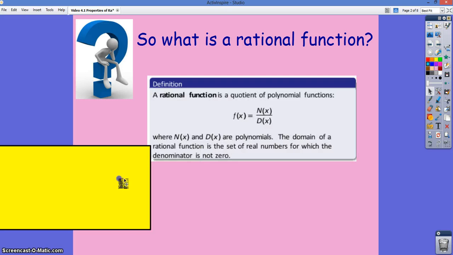So what exactly is a rational function? Well, hopefully you recall from Algebra 2 that a rational function is a quotient of polynomial functions. So anytime we take two polynomials, say n of x and d of x, and we divide them, there's a ratio of them, that is a rational function. Of course, the domain of a rational function is the set of real numbers for which the denominator is not 0, because otherwise our function would be undefined. Go ahead and pause the video, make sure that you copy some form of this definition.